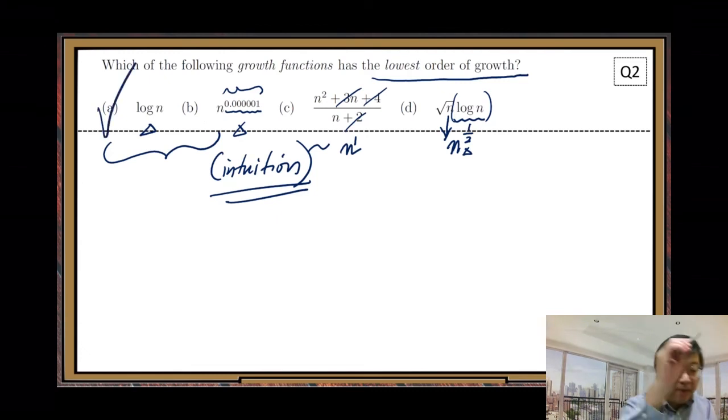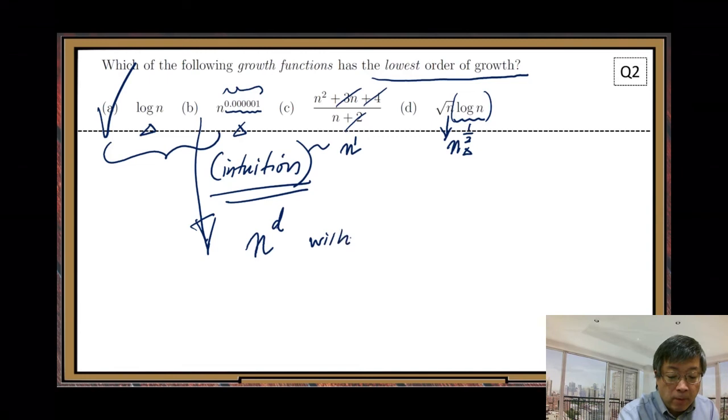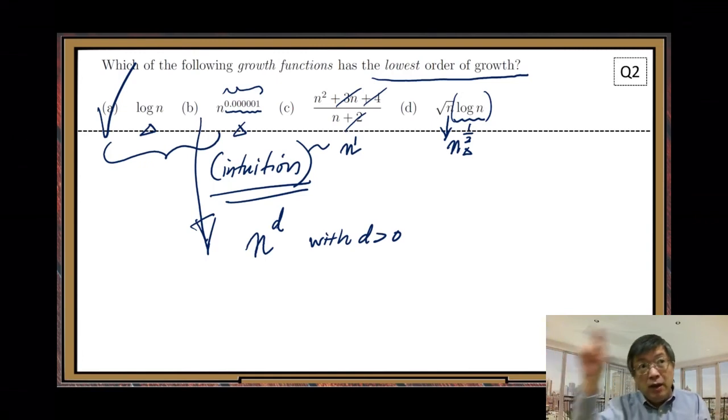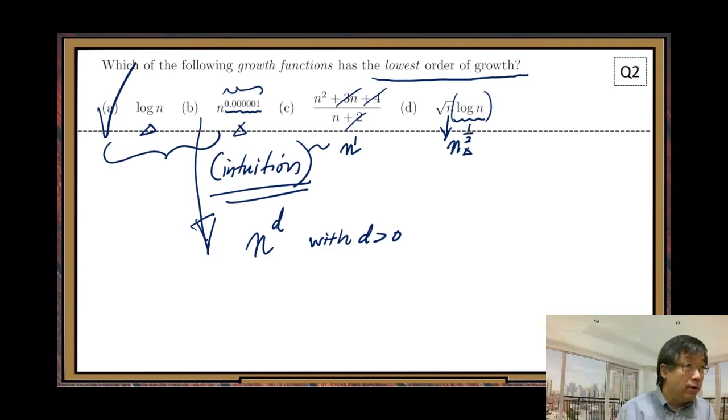Actually, the answer is A. A has lower order of growth than B. Why is that? It's simple. Because B, although the exponent number is very, very small, can we still write it as n to the dth power with d positive? Yes, d positive. 0.0001 is still a positive number.